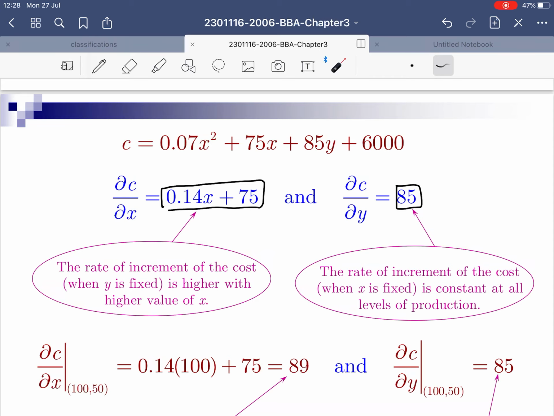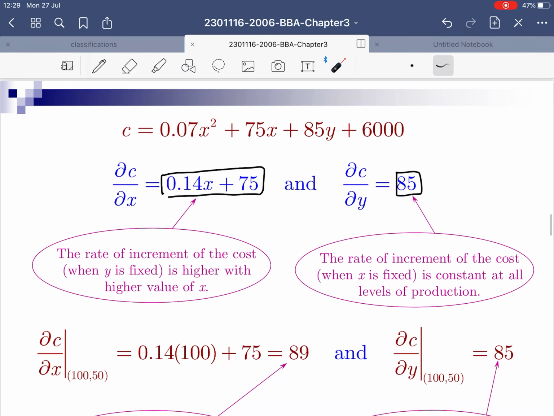However, the rate of increase of the cost, if your x is fixed, is constant. There's no variable here, so it's constant, at any level of production. So if your x is fixed but you keep increasing your y more and more, this increase in the production of y still reflects an increase of only 85 each, always 85 each.